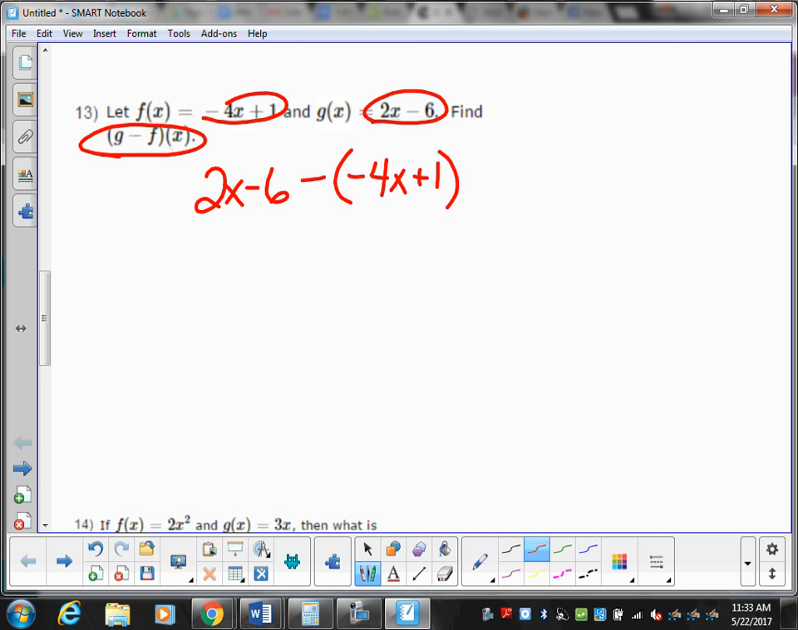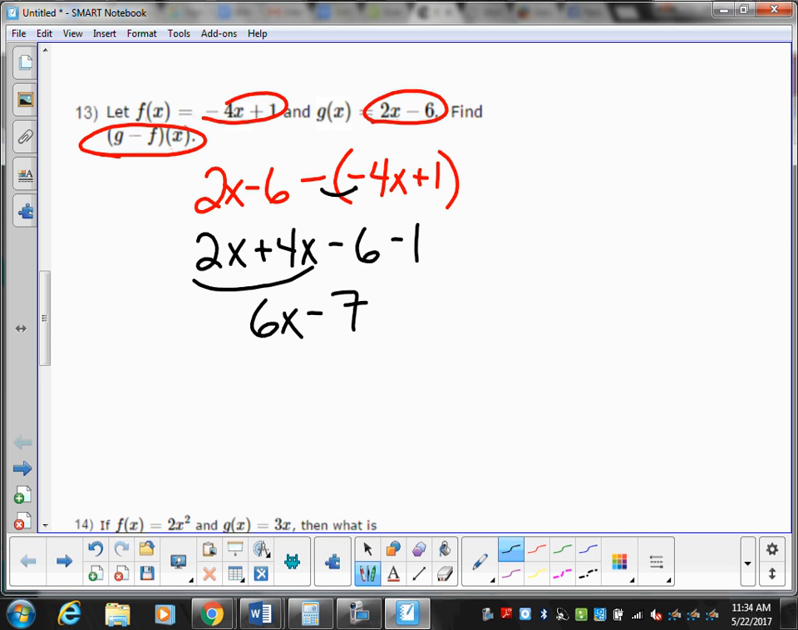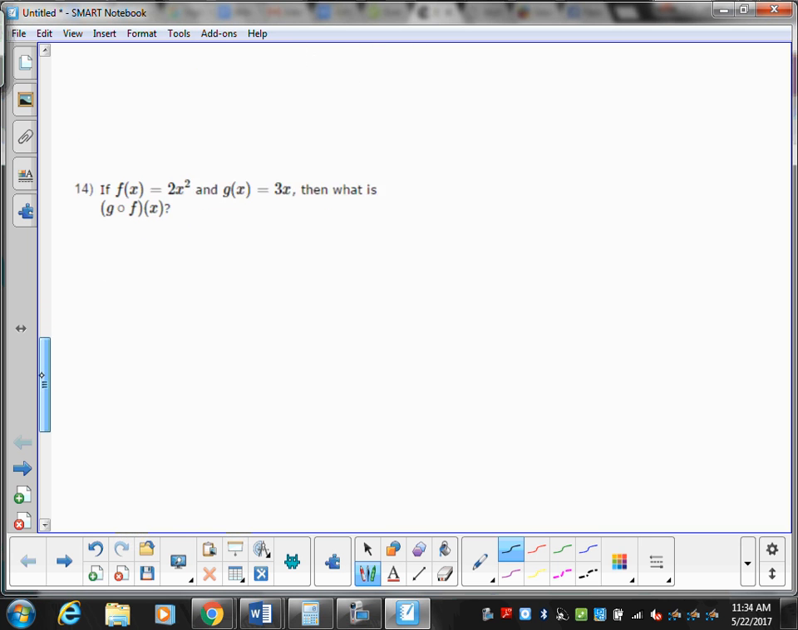So notice I put the f of x in parentheses because it's minus that whole thing, not just a piece of it. So now I'm going to rewrite this with distributing that minus sign. So it's 2x minus a negative 4x is plus 4x. And I got my minus 6 minus 1. So that ends up as 6x minus 7. And you combine your like terms. Next one.